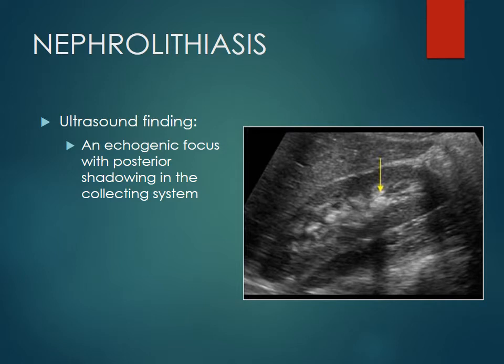On ultrasound, nephrolithiasis is seen as an echogenic focus with posterior shadowing. As pointed out by the red arrow, this is the echogenic focus that exhibits the posterior shadowing, and this is seen within the collecting system of the kidney.